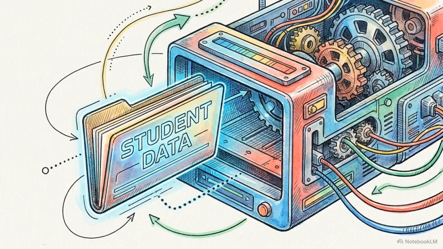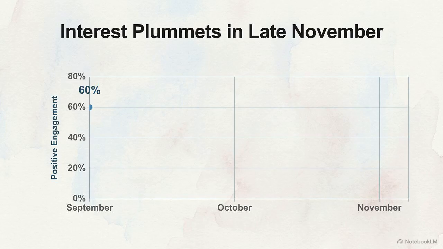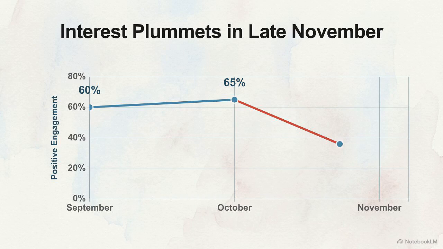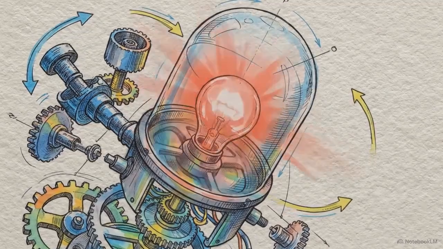Once we bypass the social desirability bias and extract this data, what actually happens next? Consider a high school math class being monitored over the fall semester to gauge the students' ongoing interest in the material. This graph tracks student interest levels over time. In September, data shows 60% of students register positive interest, but October, it holds steady at 65%. Then in late November, the data reveals a sudden anomaly. Interest plummets to 25%.